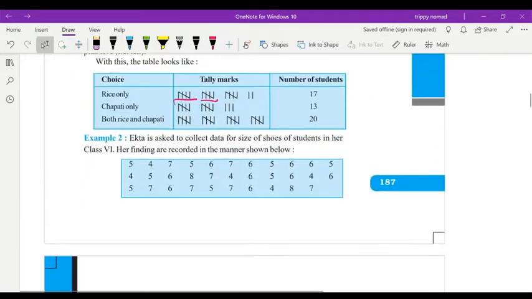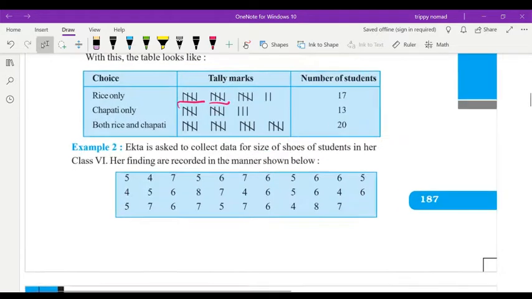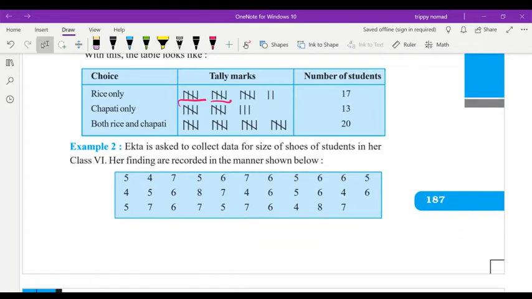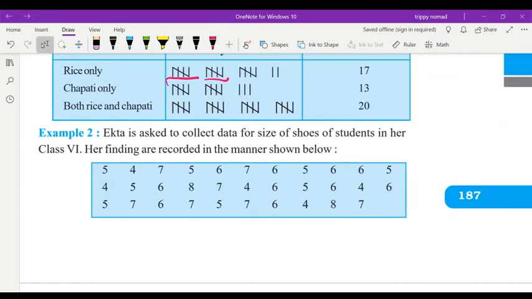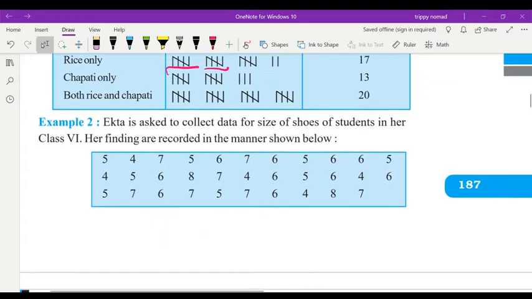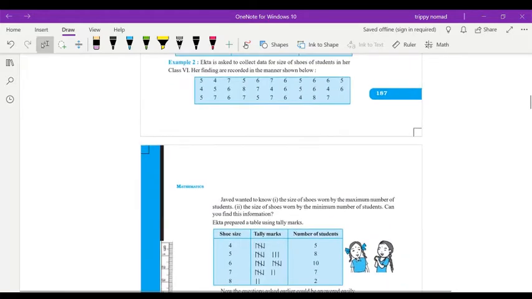Here you see one example they have given. This is ungrouped data. In the box they have written the numbers. First of all, you have to find which one is the greatest number and which one is the smallest number, children. Which one is the greatest? I think here you have seen 8 is the greatest. And which one is the smallest? That 4 is the smallest.